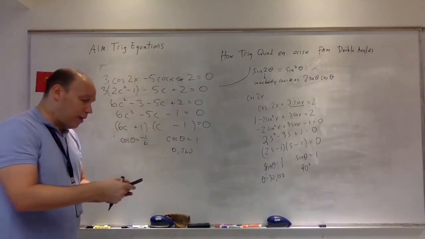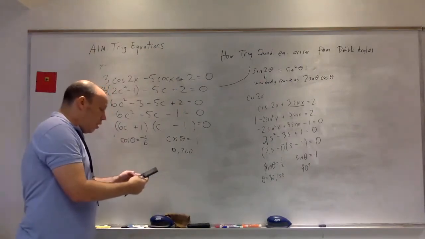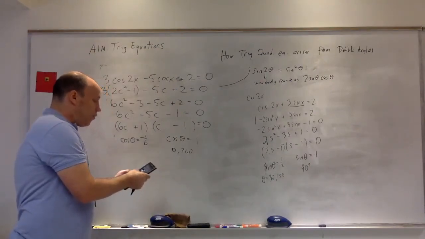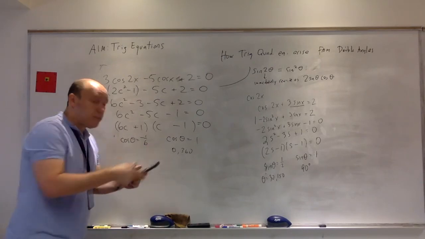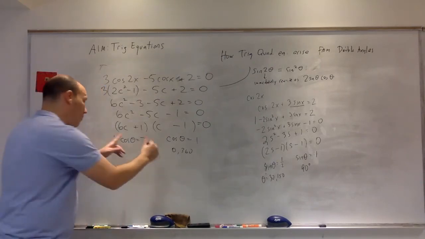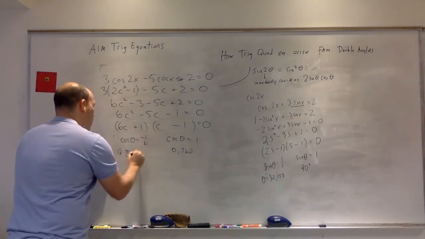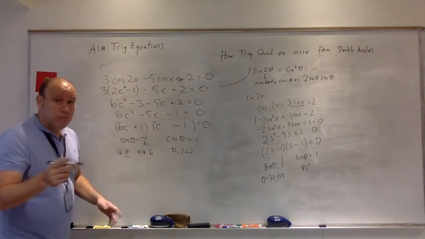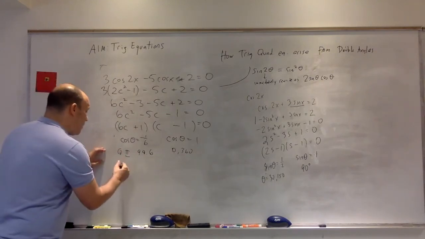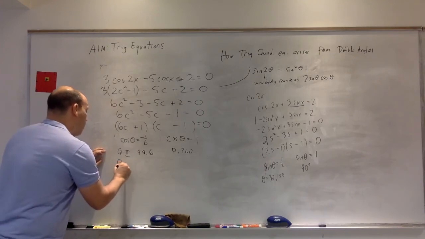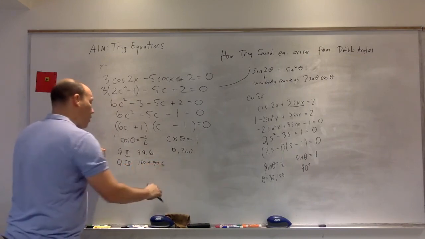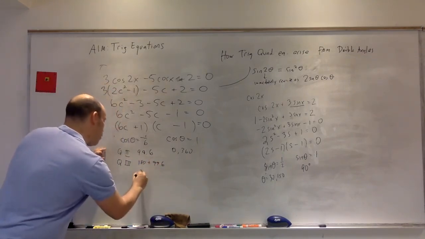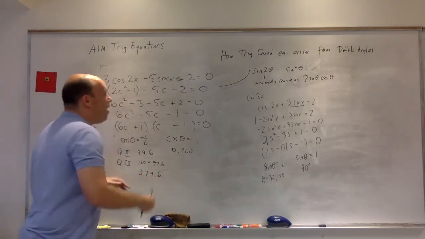So we turn our calculators on, and we do inverse cosine of negative 1 divided by 6, enter. It gives us 99.6 degrees, the angle in the second quadrant. And then we need to figure out the third quadrant, where we have 180 plus 99.6, which is 279.6. And these are the solutions.